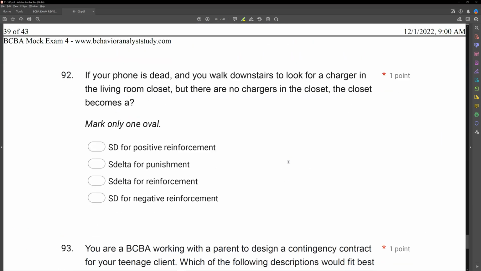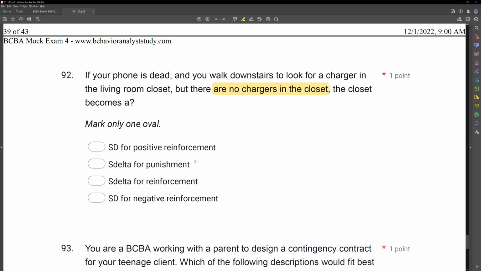92. If your phone is dead and you walk downstairs to look for a charger in the living room closet, but there are no chargers in the closet, it becomes a what? Okay, think this one through, right? We are looking for a charger, okay? And the question is asking about the closet. So your phone is dead. You walk downstairs, you look in the closet. There are no chargers in the closet. But earning the charger or finding the charger is going to be the positive reinforcement. But you get to the closet, there's nothing there. So what has the closet become?